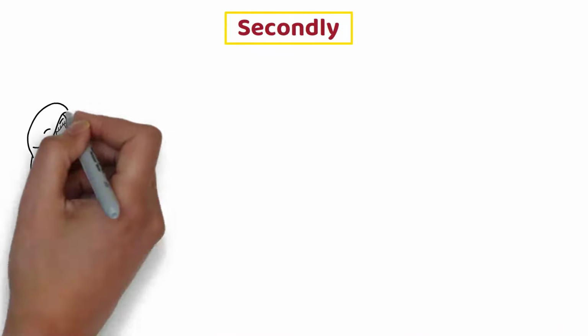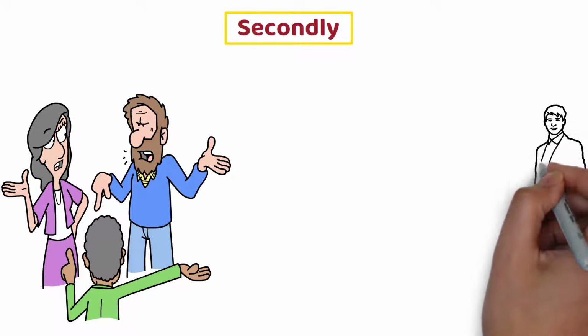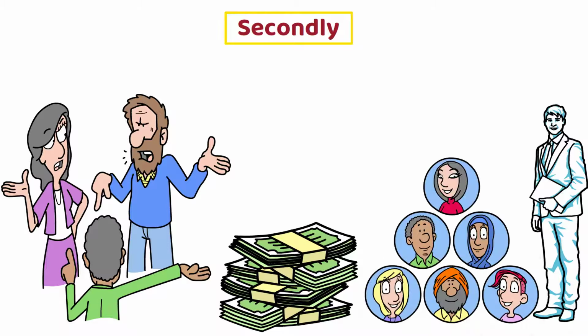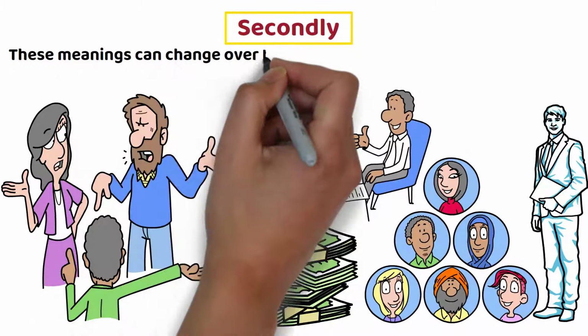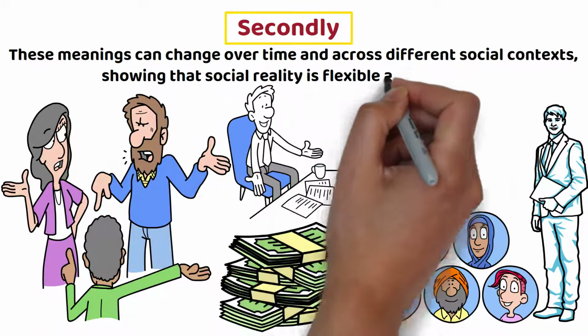Secondly, the interactionist perspective helps explain how seemingly fixed aspects of society, like the role of the teacher, the concept of money, or even the concept of gender, are socially constructed through interactions. These meanings can change over time and across different social contexts, showing that social reality is flexible and dynamic.